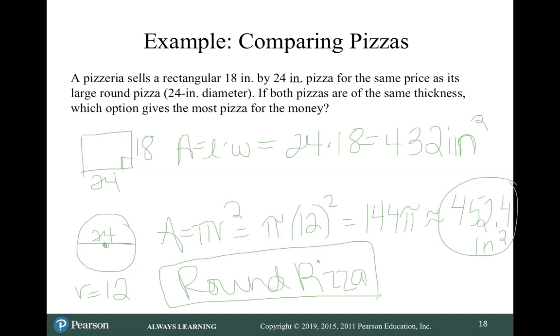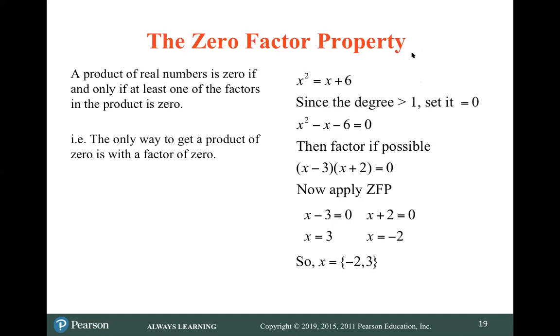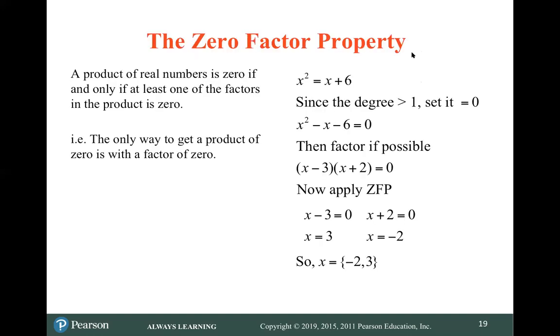Okay, one more example here. Oh, the example comes later, sorry. First, we want to review the zero factor property. So for the zero factor property, we're saying that if I have any two numbers that multiply to 0, one of those numbers must be 0. The other way of saying that is if I have a number that is 0 times anything, the product will be 0. So that's what the zero factor property says.